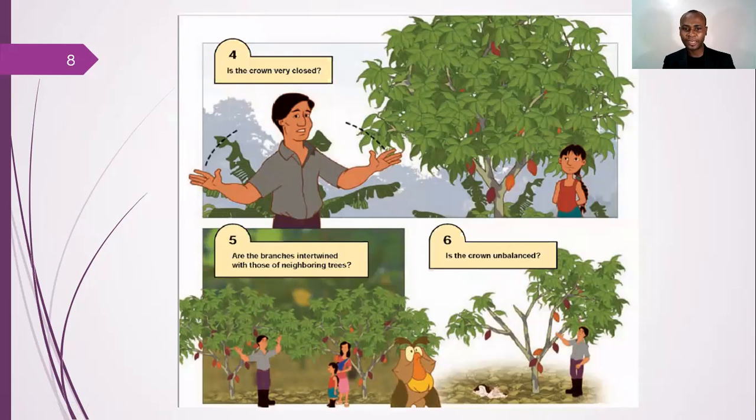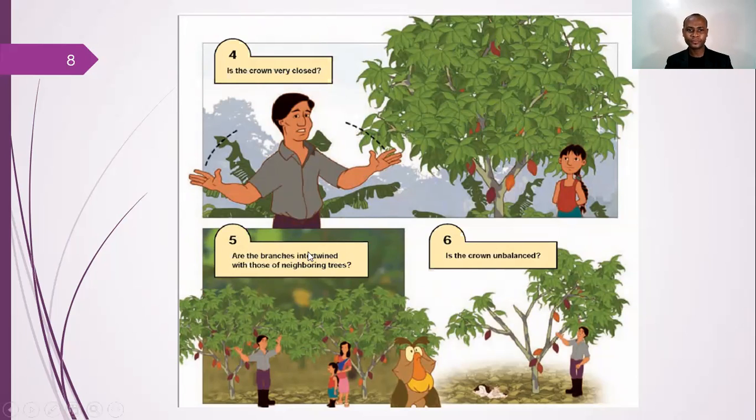And then we have picture 4. Is the crown very close? The answer is yes. The crown here is too condensed, which means that pruning is needed here to open up. So all the hidden leaves and branches need to be cut off.